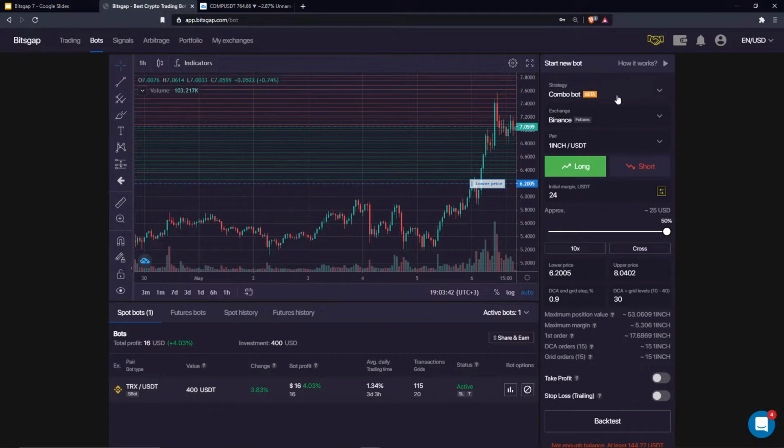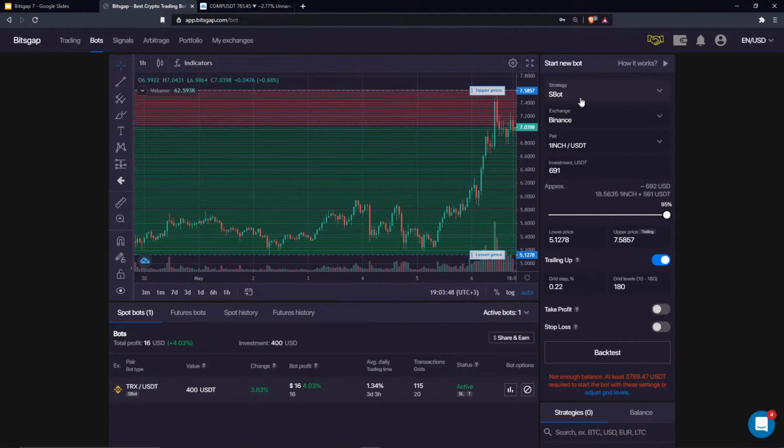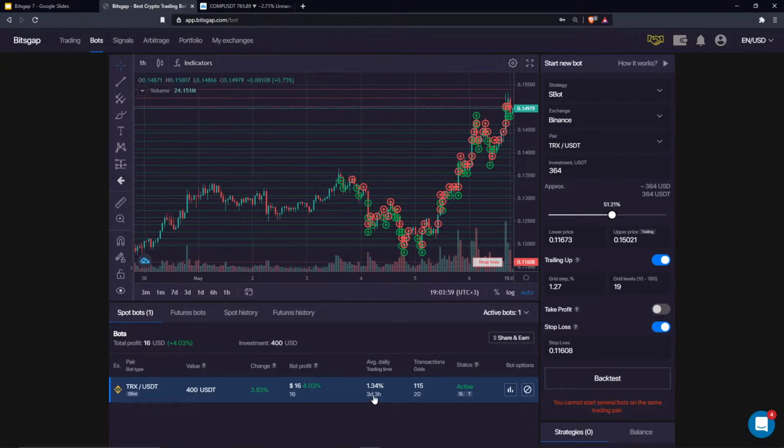So let's continue. There are two modes, as already mentioned. For the spot market trading, here we have two bots: the SBot and the classic bot. Right now on my spot account on Binance, I have TRX trading against USDT. In 3 days I made on average 1.34% daily, which is a pretty decent return per day. You get more than 30% monthly if this sustains. So far so good. $16 on my $400 total investment.